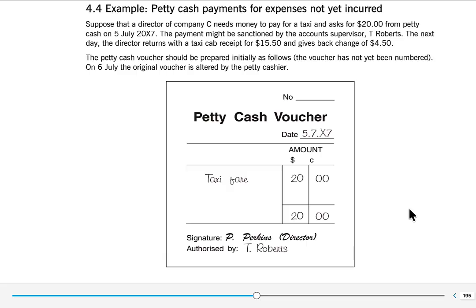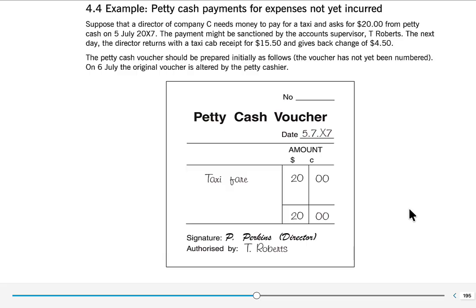Step 1. The petty cash voucher is written first. Even though the taxi has not been paid yet, the petty cash cashier must prepare a petty cash voucher. The voucher is the evidence that cash is being given out. At this moment, the cashier writes the voucher with these details.